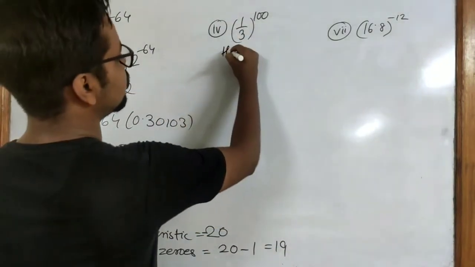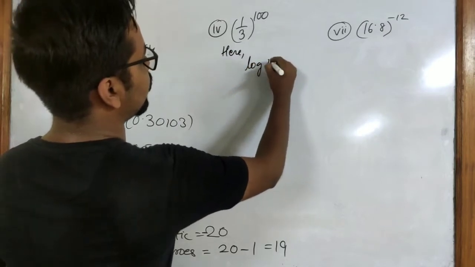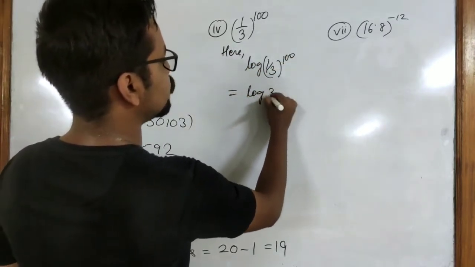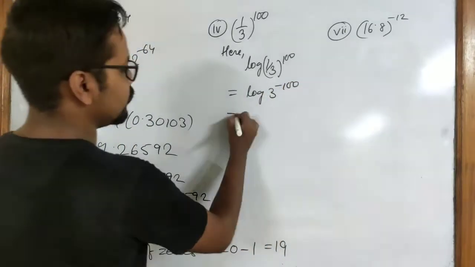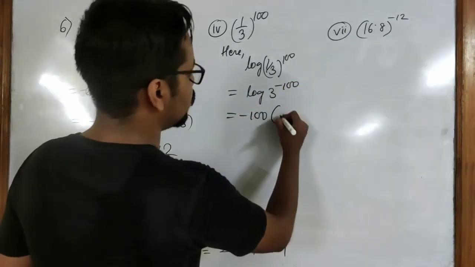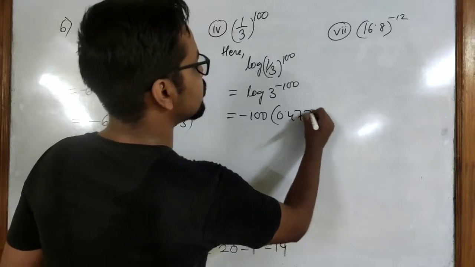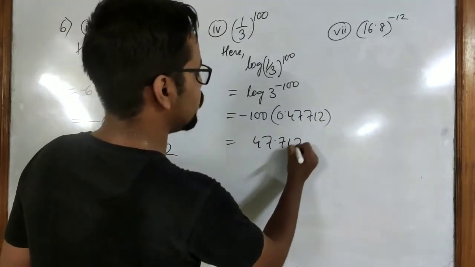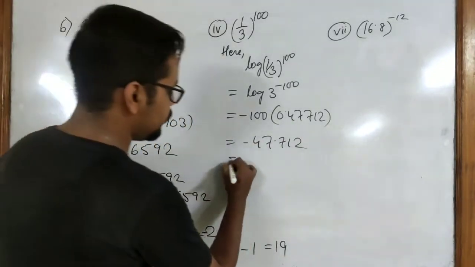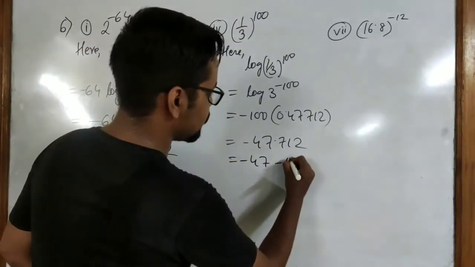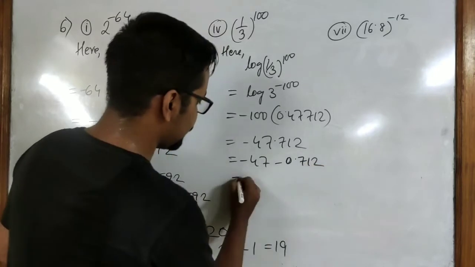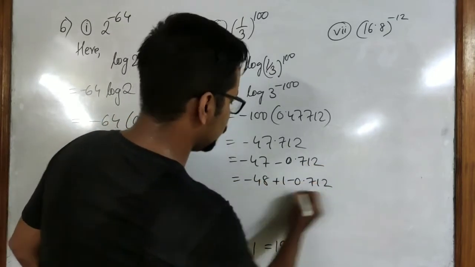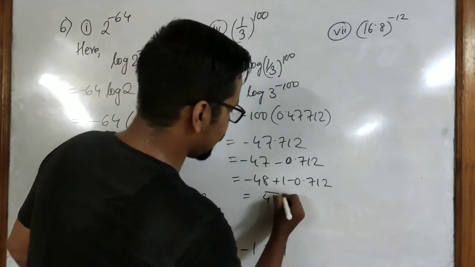Easy one here. Log of 1 by 3 to the power 100 means we can write log of 3 to the power minus 100. We can write this. So it is going to be minus 100 into log of 3, which is 0.47712. So if we multiply, it is going to be 47.712, but it is minus. So we need to write minus 47 minus 0.712. So it is minus 48 plus 1 minus 0.712. So from here we get 48 bar point.